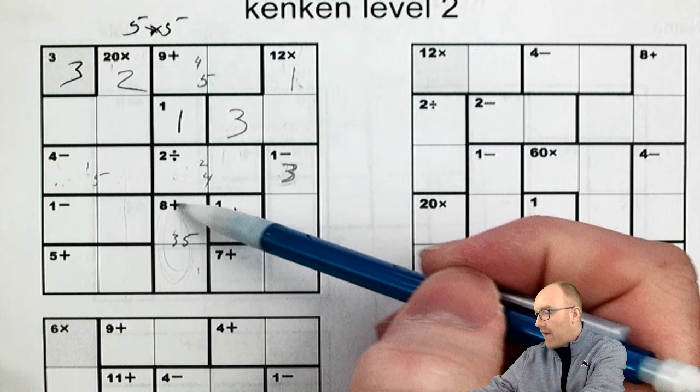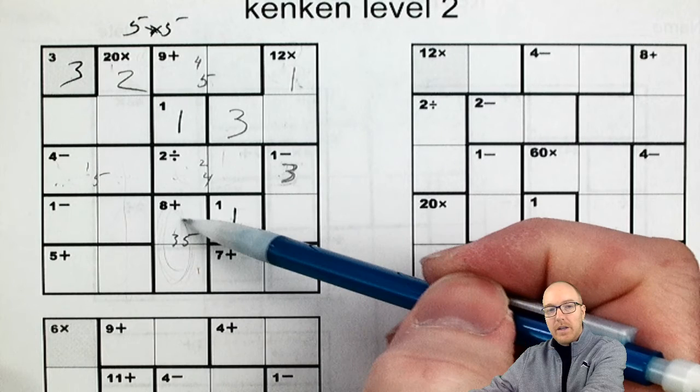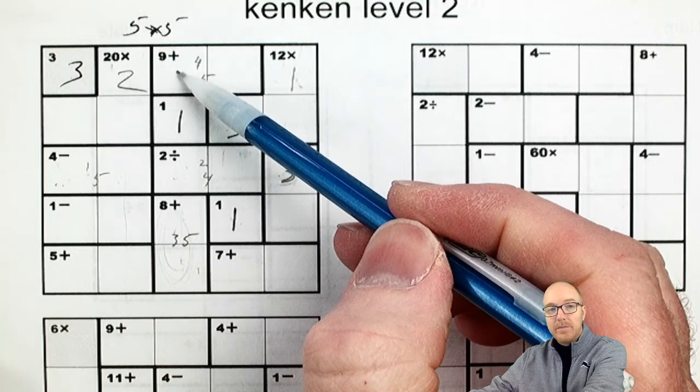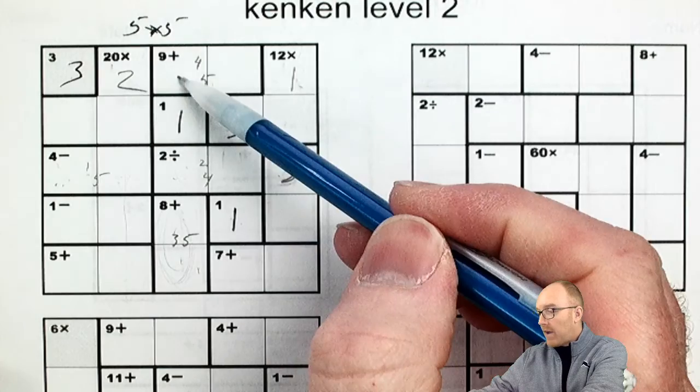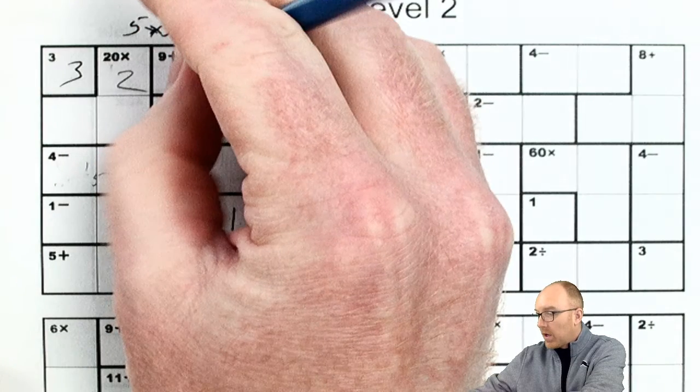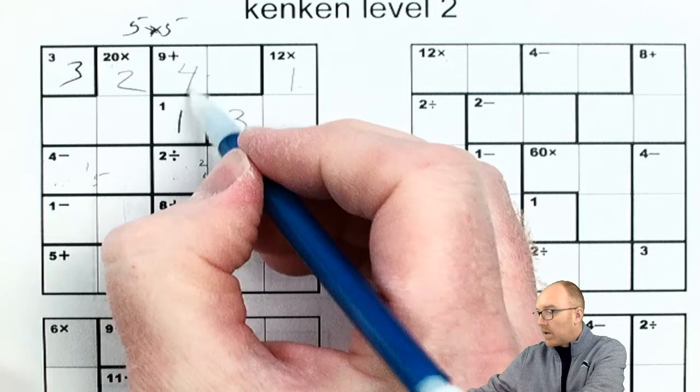Well, if 5 has to go in this one, here's the tips and tricks. We don't know which one, but we know 5 can't go here. Because one of these will be a 5, 5 cannot go here. What does that mean for this 9? It means that this one's going to be our 4, and this one's going to be our 5.